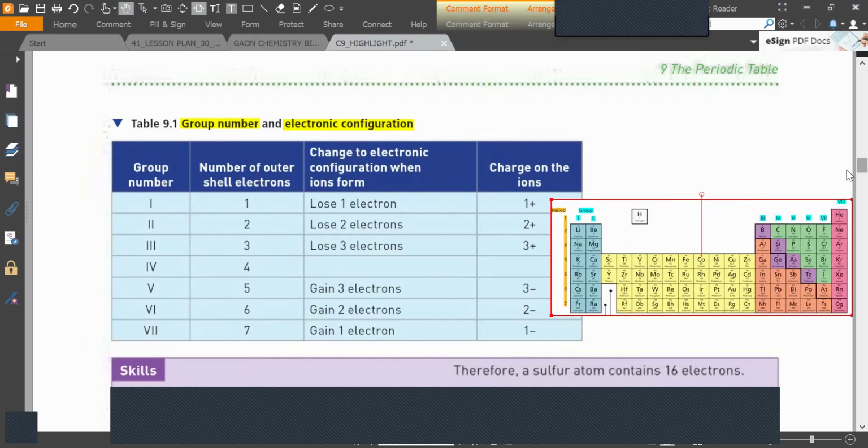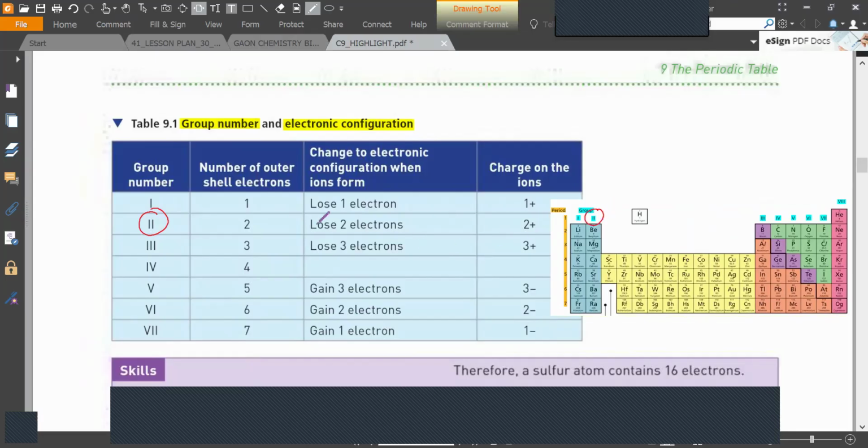Group 2 here, like magnesium, calcium, they will have 2 outer electrons. To get the full shell, they will lose the 2 electrons to get the ion of 2 plus: Mg2+, calcium 2+. Group 3 here, they have 3 outer electrons like aluminum. They lose 3 electrons to get aluminum 3+, for example.